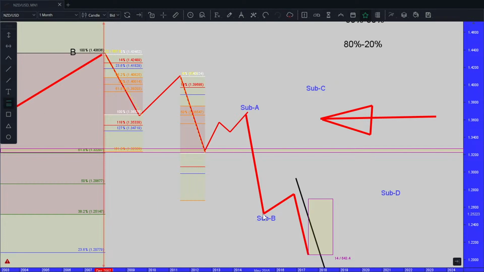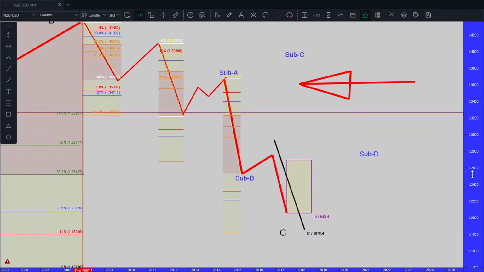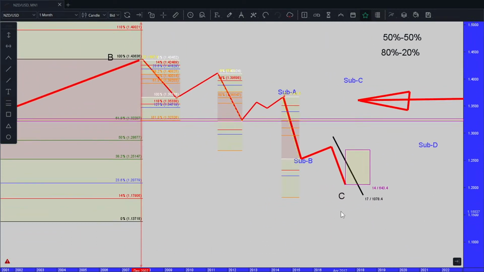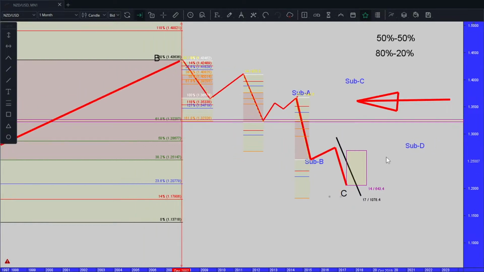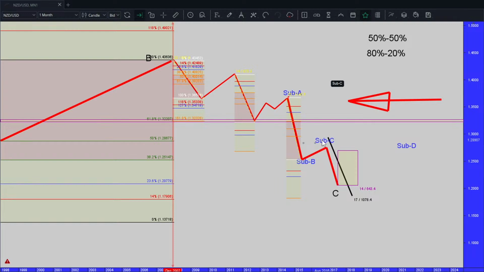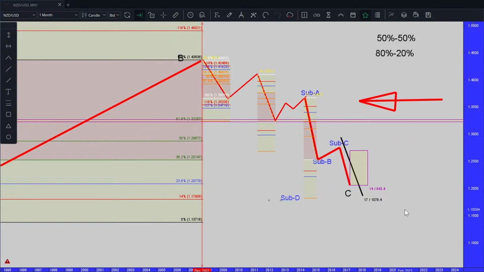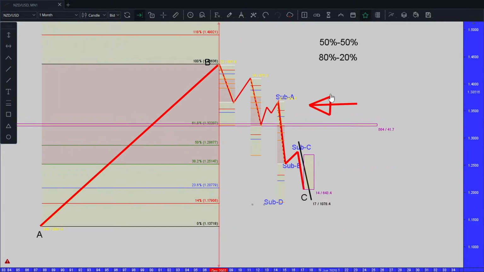Fibonacci retracement tool. We're going to do it like this. And this is our C right now. So this is our sub C in here, and our sub D is here. If we buy the market right now, based on Fibonacci theory, is this a 50-50% rate, or is this an 80-20% rate? What do you think?